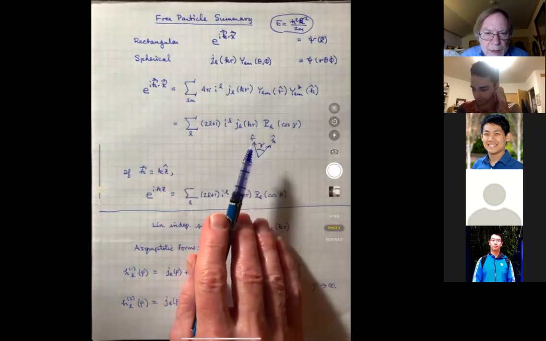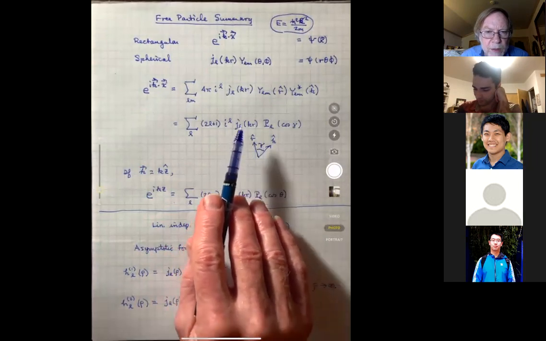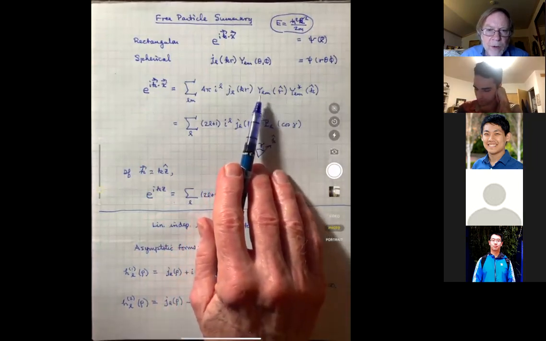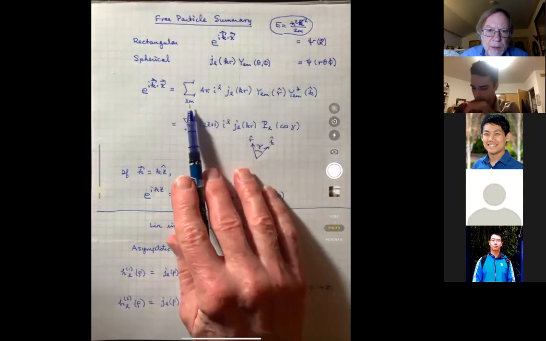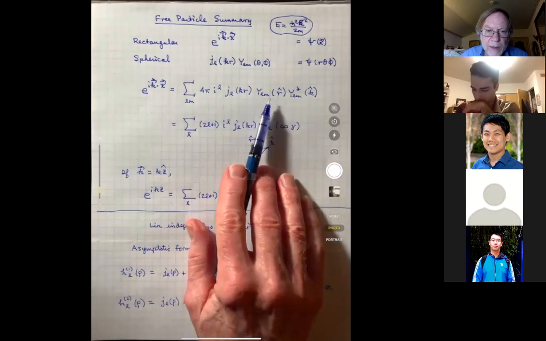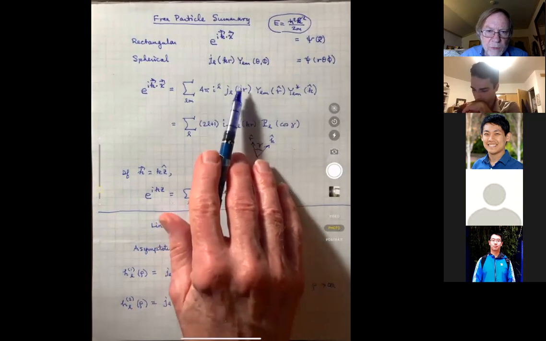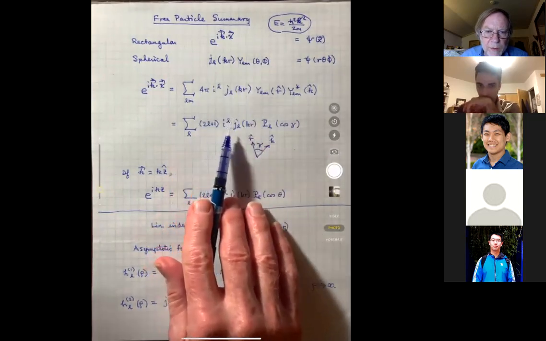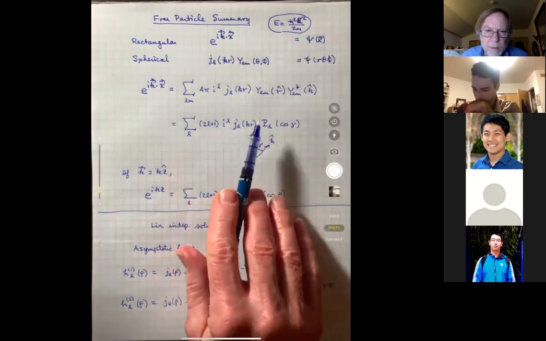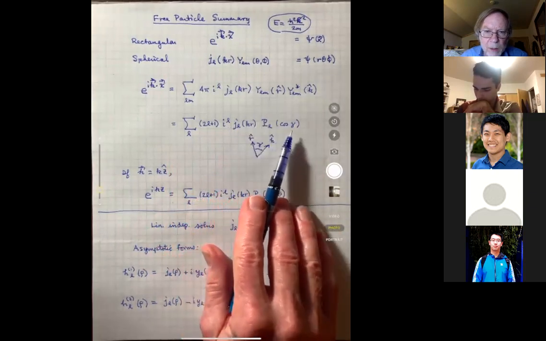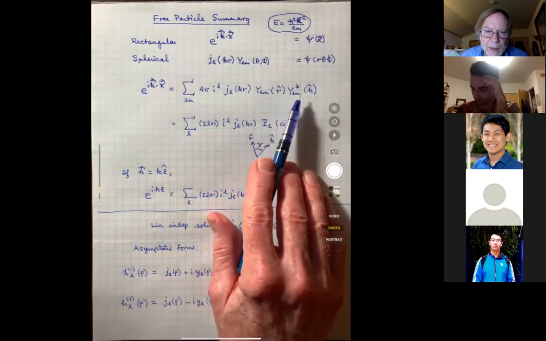Now, if we use this formula, it is just begging for an application of the addition theorem of spherical harmonics, because you're summing on M here times these products of the spherical harmonics. If you use the addition theorem, then this formula turns into the following. The J is still there, of course, but the product of the Y's gets replaced by a Legendre polynomial of the angle between the two vectors R hat and K hat.